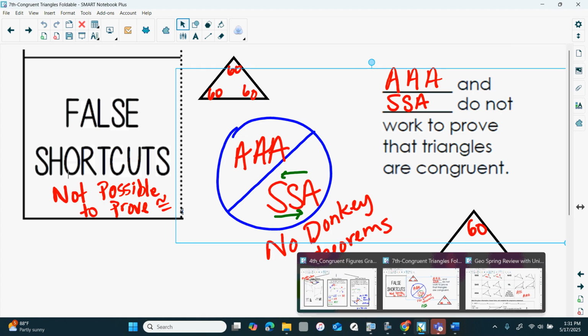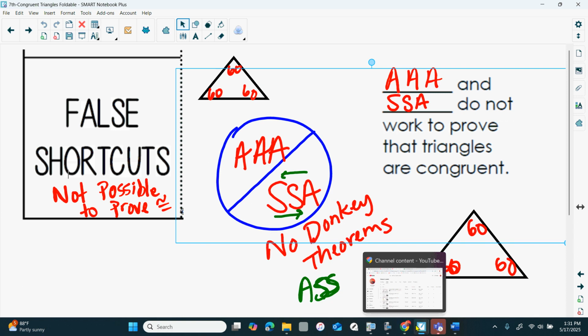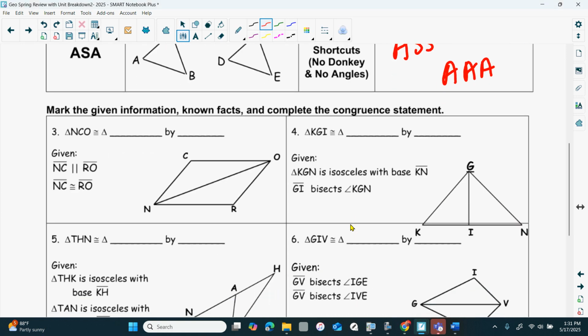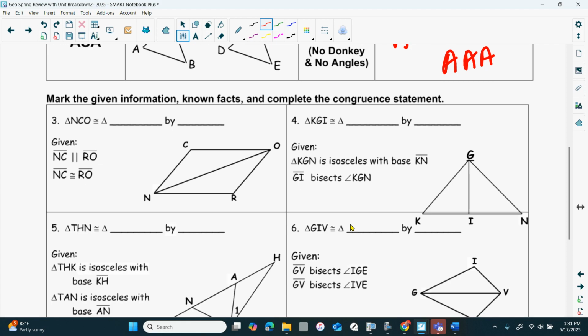So just kind of look at that, put in the key information that you see into this, and then now we're going to mark the given information, known facts, and complete the congruency statement. So I'm just going to go over a problem like this one. So our given is here. It's showing that NC is parallel. To show parallel, we need arrows. And then we have to remember, if I have arrows, and I have a transversal, then I have alternate interior angles marked.